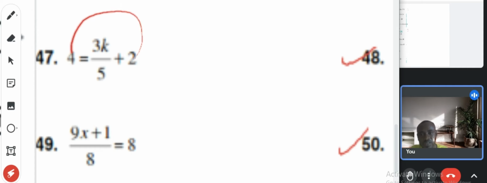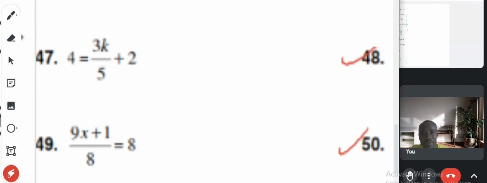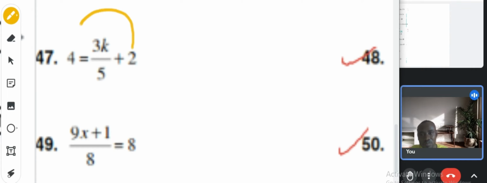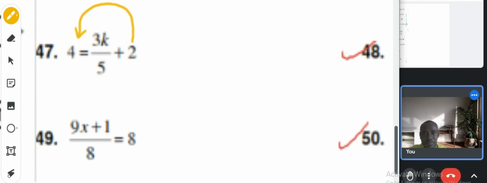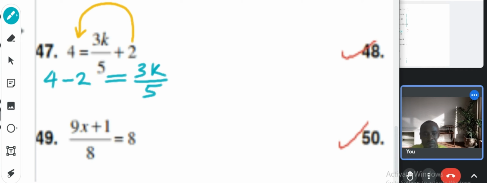You can move 2 to this side. Did you get that? Let's move 2 to this side. What will it become? So I now have 4 minus 2, then equals only 3k over 5 will be left, is it not? What is 4 minus 2 now? 2. So I'll have 2 equals 3k over 5. It's at this point now you can cross multiply.